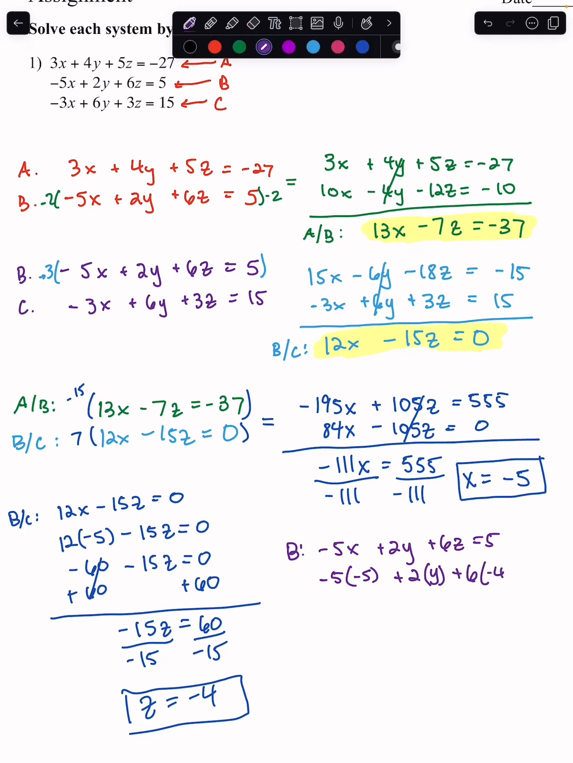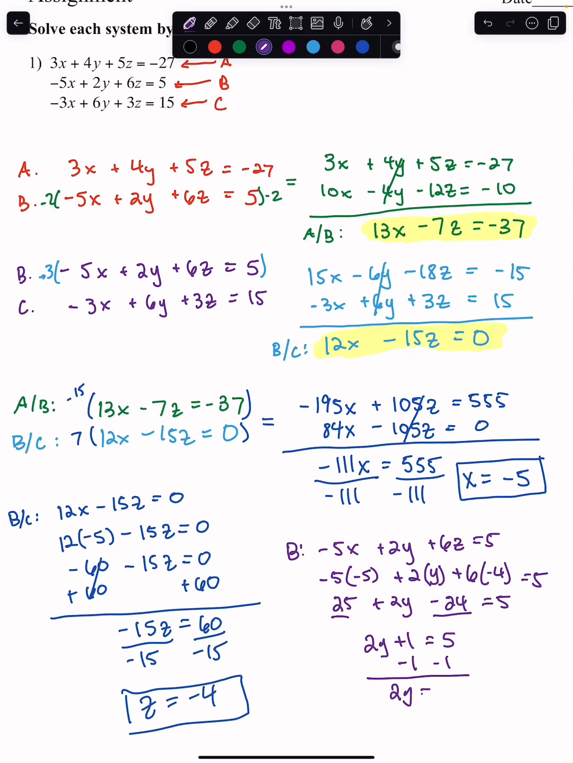Equals 5. So this ends up becoming positive 25 plus 2y minus 24 equals 5. And when you combine these two like terms, you're going to get 2y plus 1, because 25 minus 24 is 1, equals 5. Subtract 1 from both sides. 2y equals 4. Divide both sides by 2. You're going to get that y equals a positive 2.